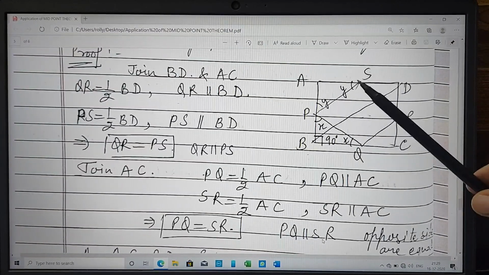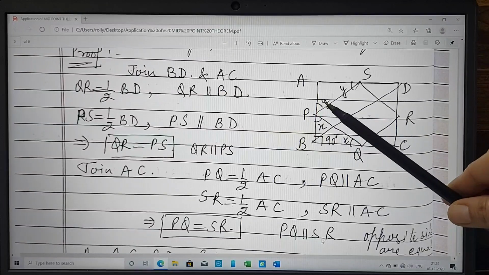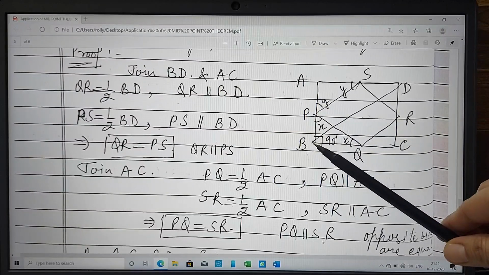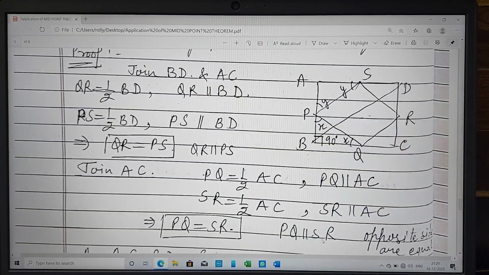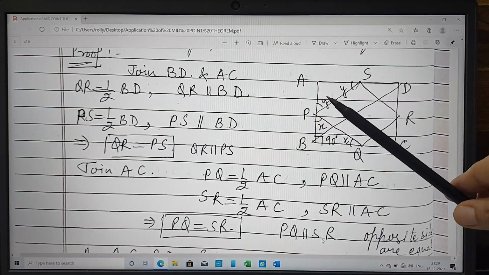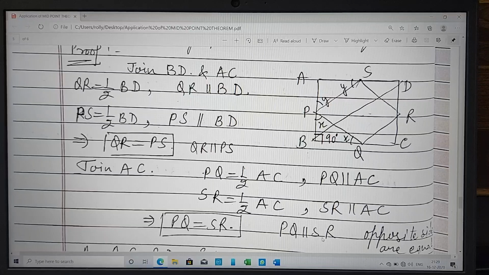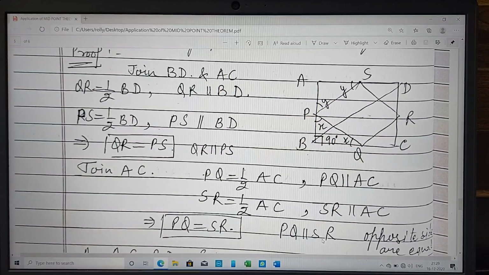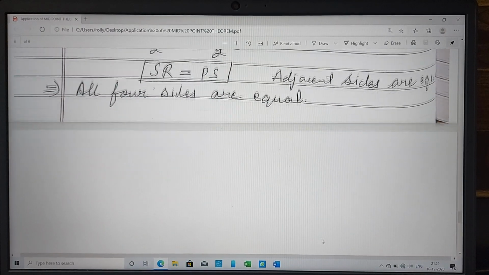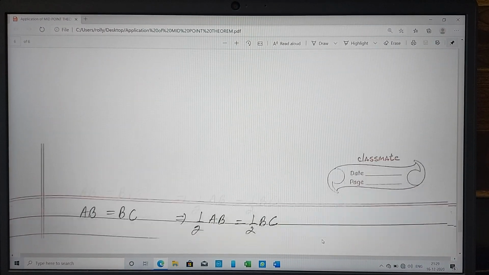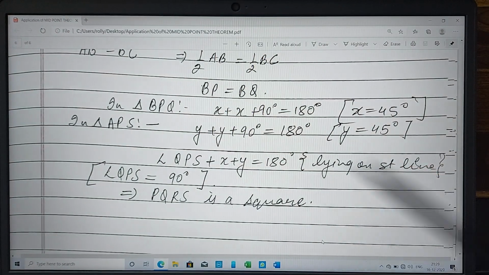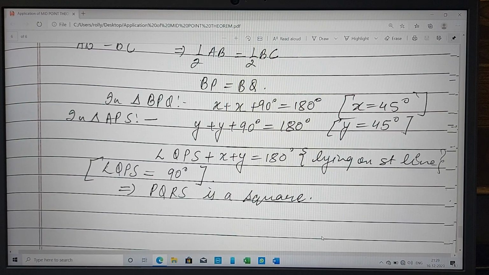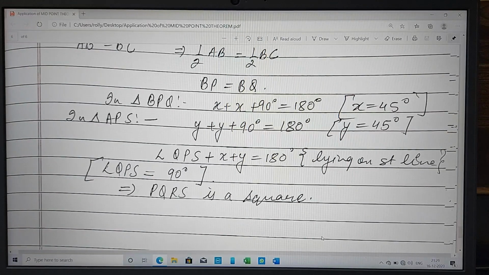Similarly, if we do the same thing in triangle APS, then Y will be equal to 45. APB is a straight line. So 45 plus angle SPQ plus 45 is equal to 180 degrees. X plus Y is 45 plus 45, which is 90. That means angle SPQ will be equal to 90 degrees. Similarly, we can show that all four angles are 90. All four sides are equal and all four angles are 90, so it becomes a square.